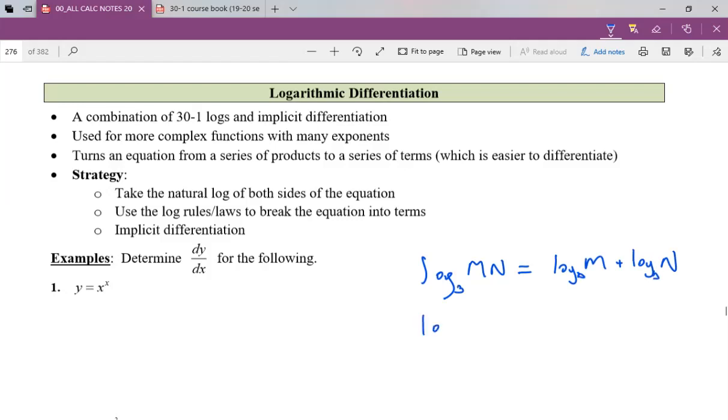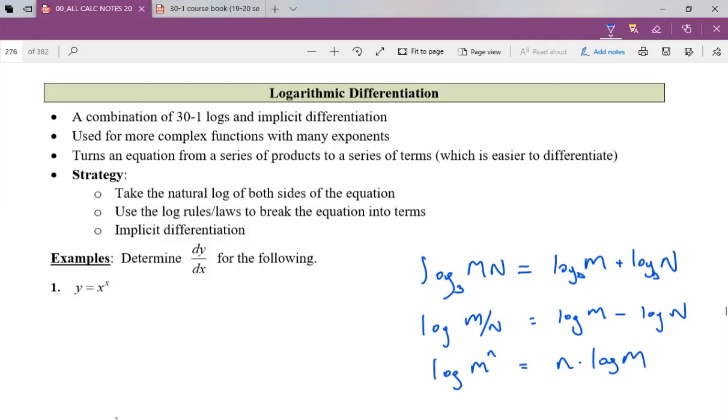The second one, which is pretty much the same as the first one, says if you have the logarithm of a quotient, then this ends up being the logarithm of a difference. And then the third one was our power law, and it says the logarithm of m to the n as an exponent ends up being n times the logarithm of m. And that just ends up being a consequence really of the first rule.